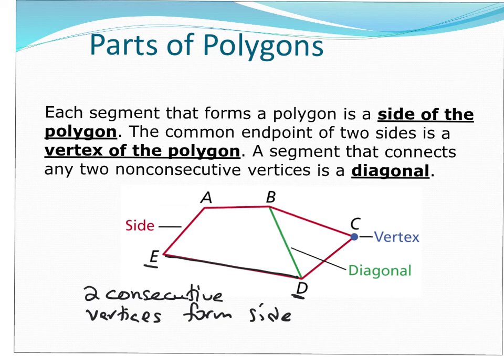But if you connect two non-consecutive vertices, like I could draw in a diagonal, here's going from E, and I can't draw it to A or D because that would make a side, but I could draw one to B because that's not right next to it or consecutive, and that forms a diagonal. So I could draw a bunch of diagonals throughout here. I could go from A to D, I could go from C to E. These are all diagonals when you connect two vertices that are non-consecutive.